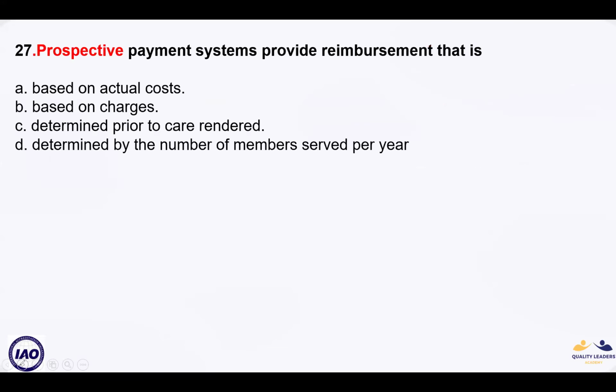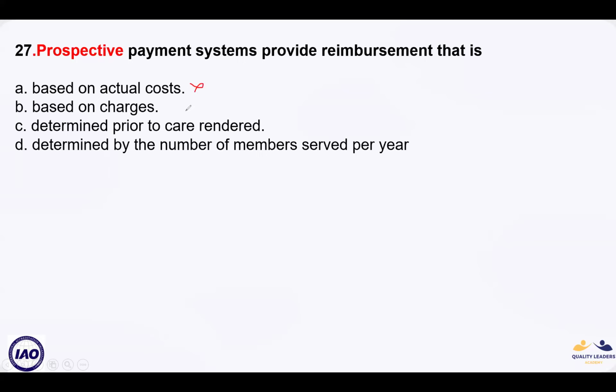Now coming to question number 27. It's talking about prospective payment systems providing reimbursement. Here again, it's the definition of prospective. Remember, prospective means looking forward, that is determining in advance. It's before the act. So based on actual costs, no. It's not based on actual costs because this will become retrospective. Retrospective means after the action is done. So here you pay after calculating what was actually spent. So this is not right.